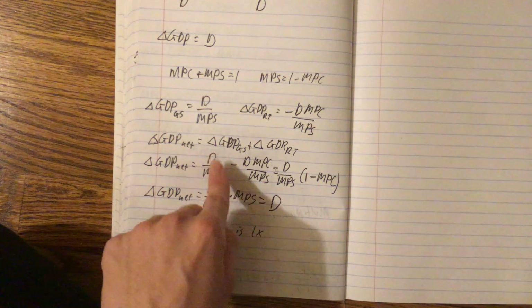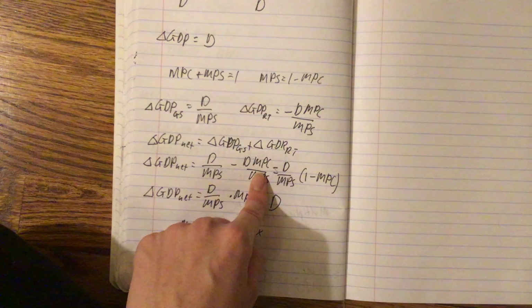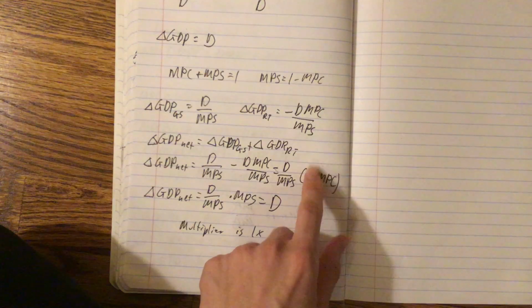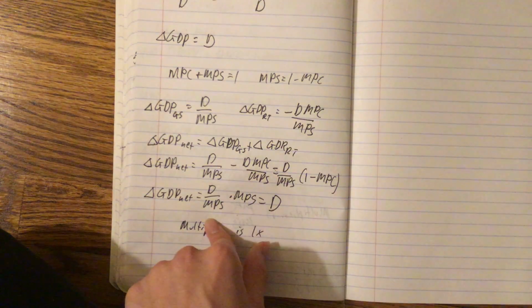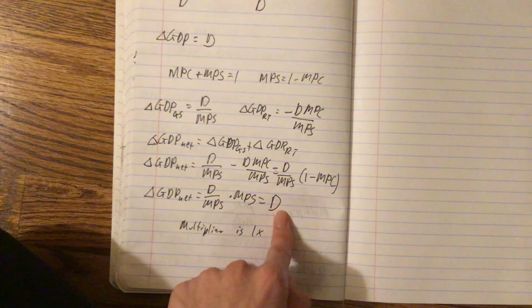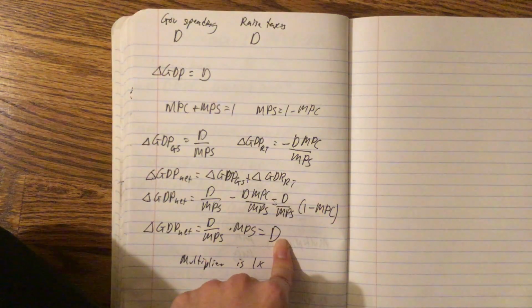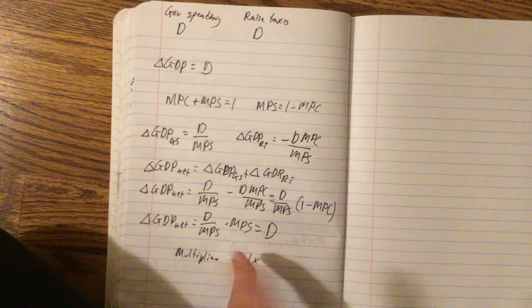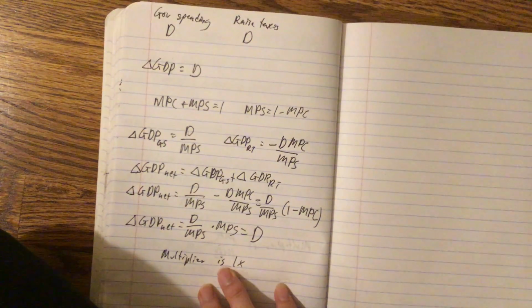From here, I just factor out D over MPS. So this divided by D over MPS is just 1. This divided by D over MPS is just MPC. And this is just MPS. MPS times 1 over MPS is 1. So in the end, we get that the GDP net change is D, the amount of money that the government spends and the amount of money the government raises in taxes. So the multiplier is 1 times. Thank you.